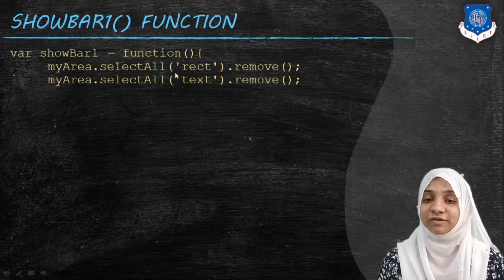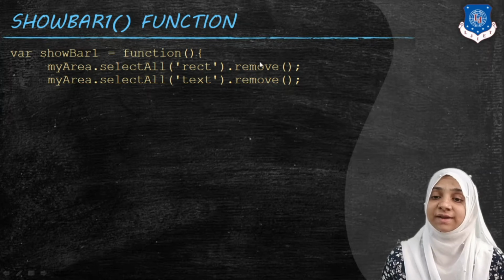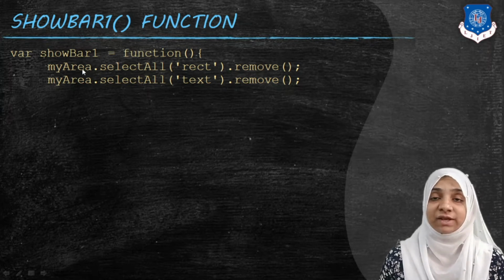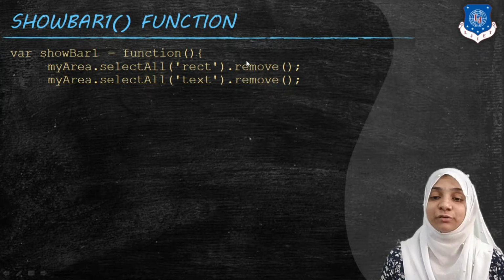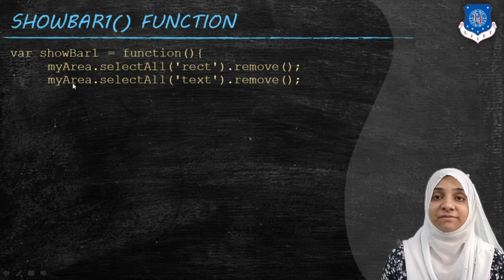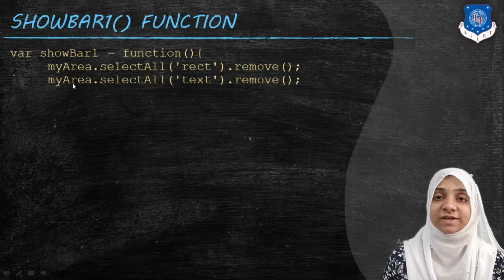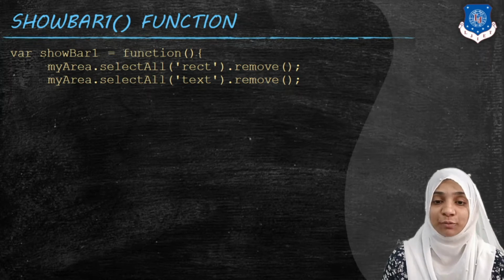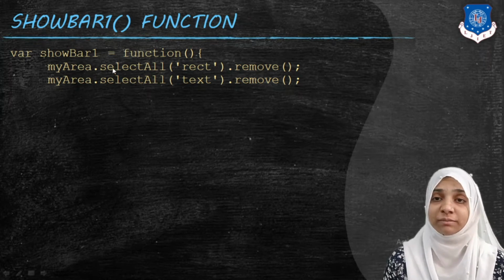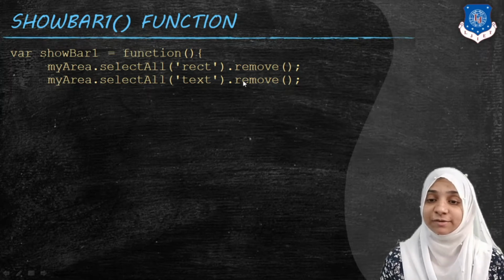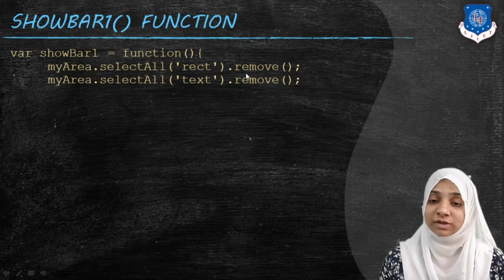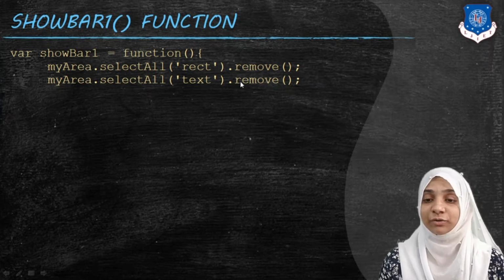So my area dot select all rectangle. Whatever the number of rectangles there are, they must get removed. That's why we write my area dot select all rect dot remove function. It is going to erase all the rectangles from the SVG area. Similarly, there were some labels representing different names of city and population. They also must get removed first. That's why we are writing my area dot select all text dot remove. So all text labels are going to get removed.